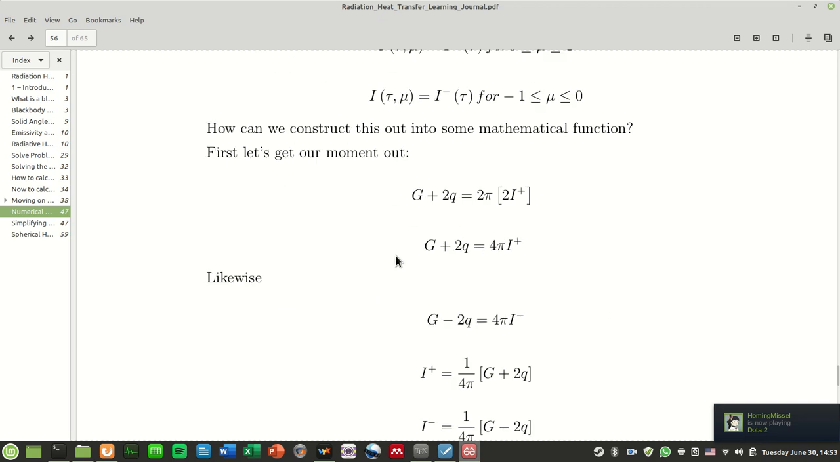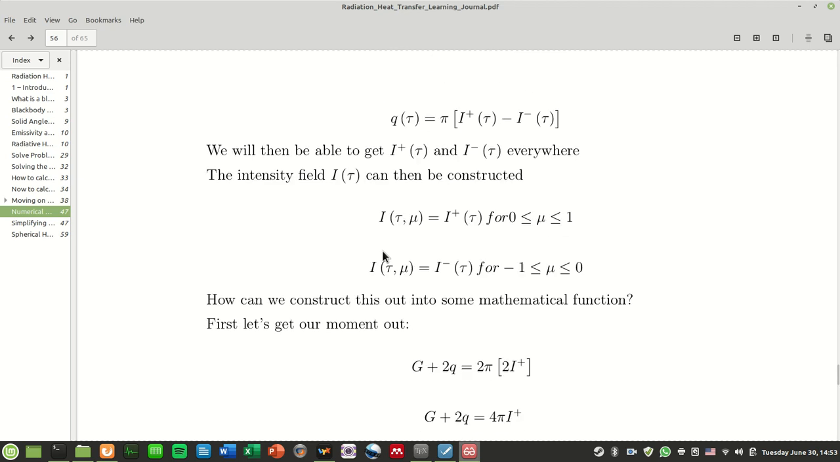So that is for a 1D plate in general. It is a very simple way of looking at heat transfer. It is a simple way of looking at the moment method.